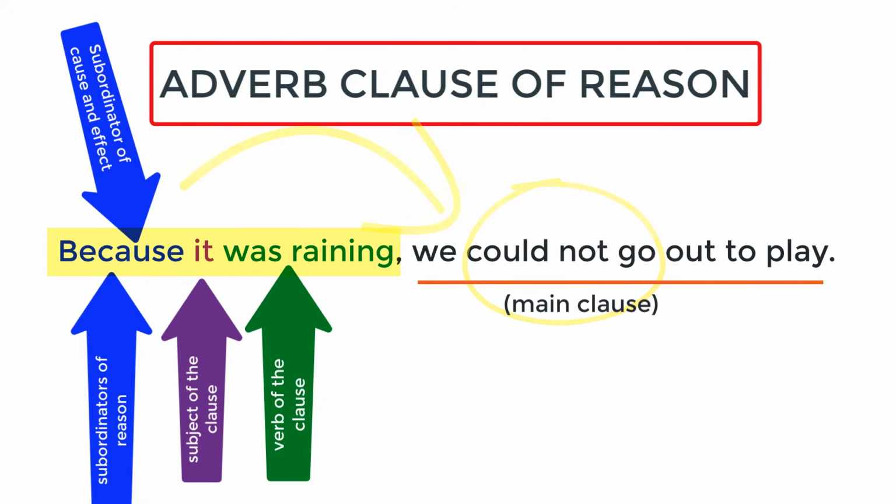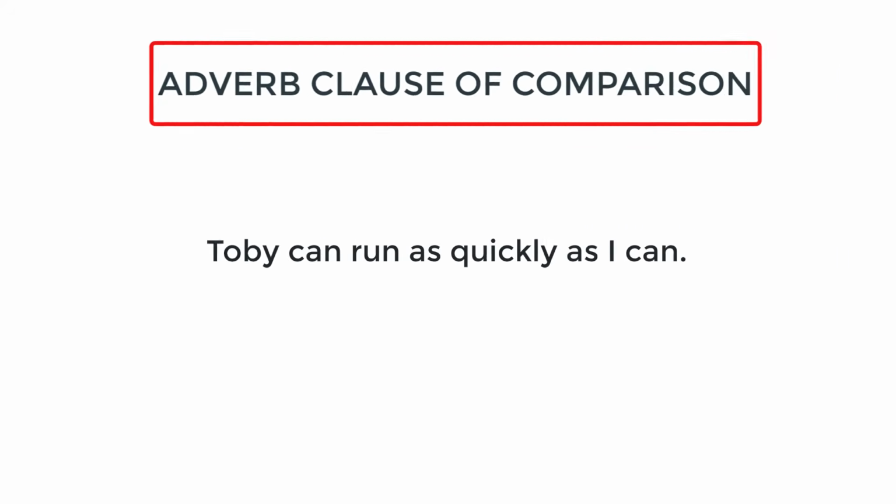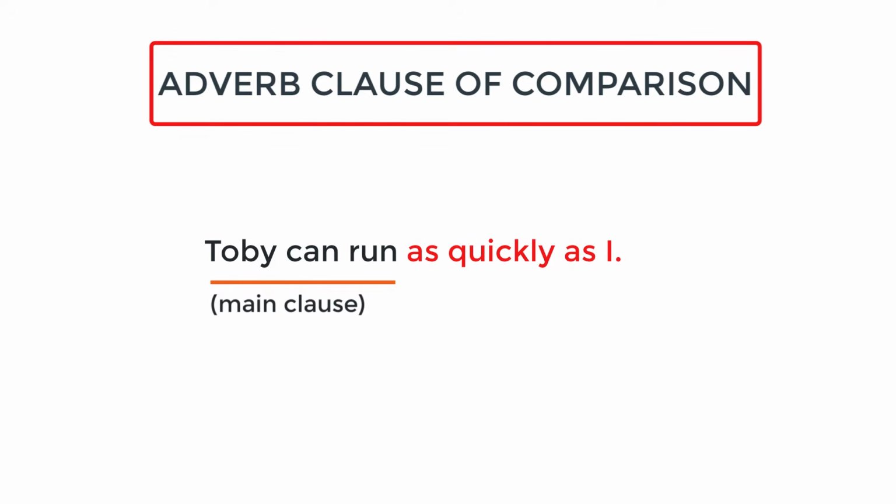Let's go on to an adverb clause of comparison. Toby can run as quickly as I can. You may also see this type of sentence written as Toby can run as quickly as I. In this case, it would be an elliptical sentence because the verb can would be omitted.